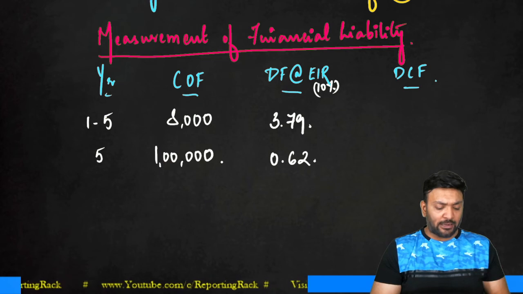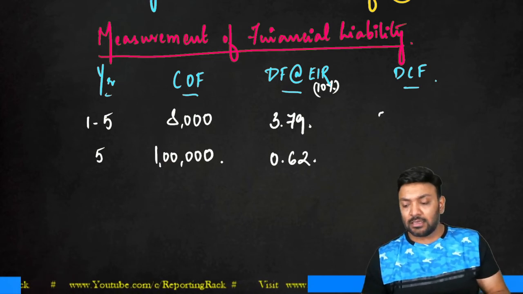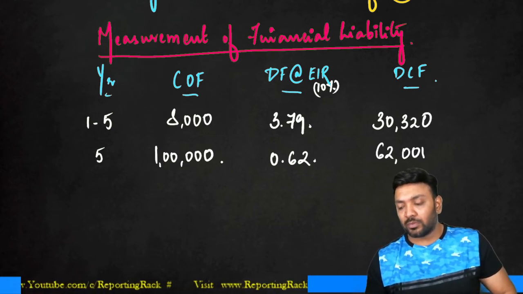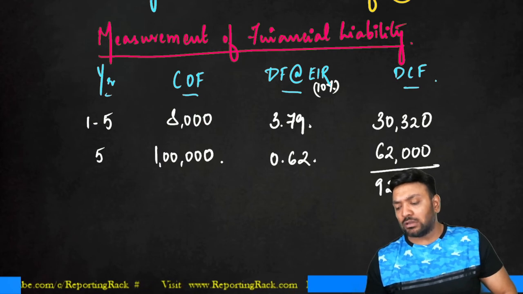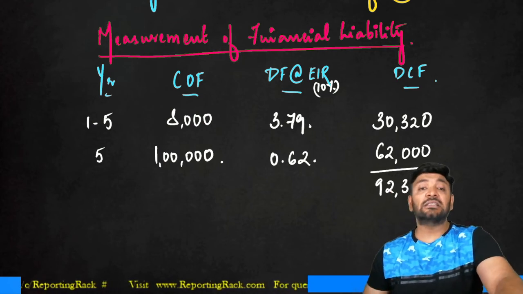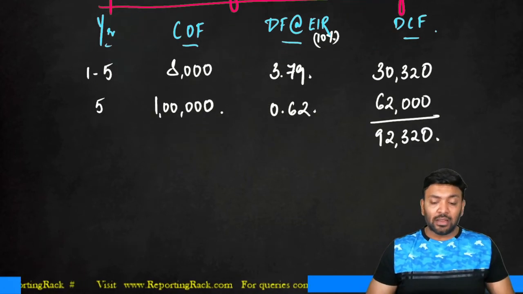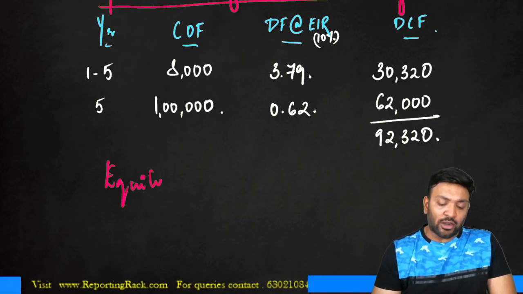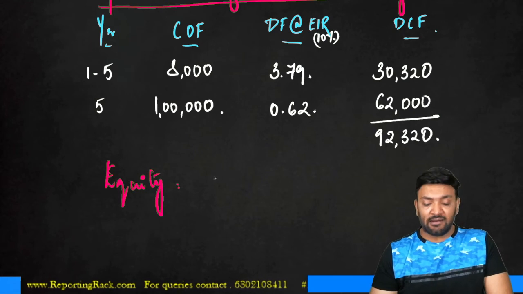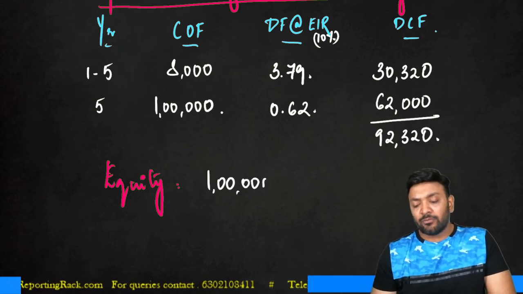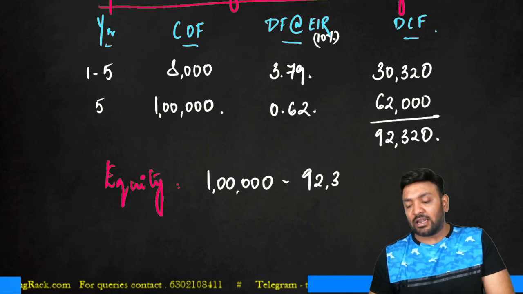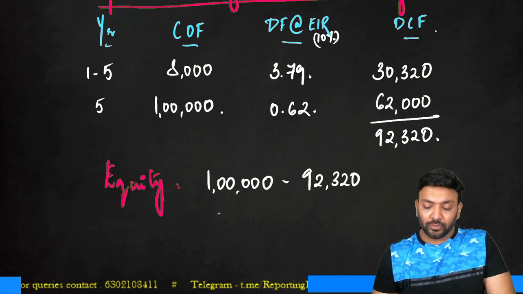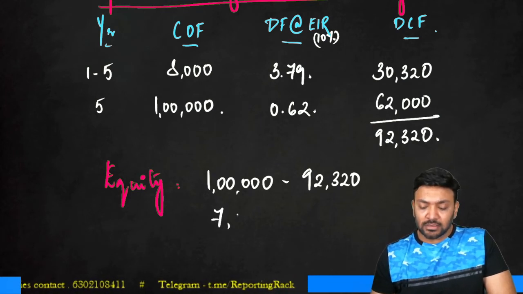8,000 into 3.79 is 30,320. This is 62,000. Total is 92,320. This is the fair value of financial liability. If I have to identify the value of equity in this, equity is equal to, what is the fair value of the instrument? 1 lakh minus financial liability is 92,320. Therefore, I'll have to recognize this in equity component at 7,680.